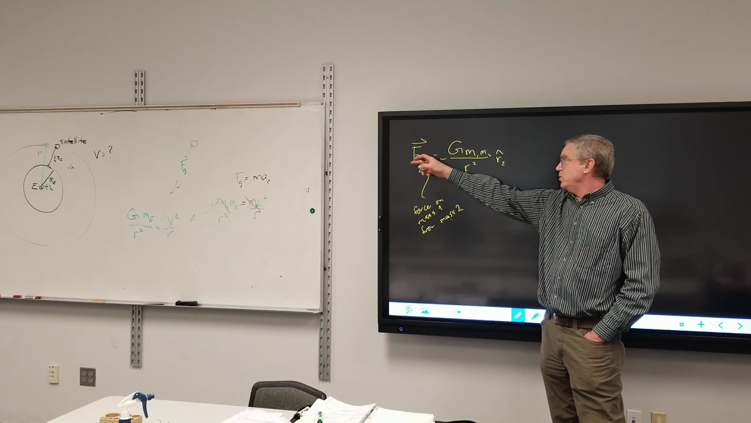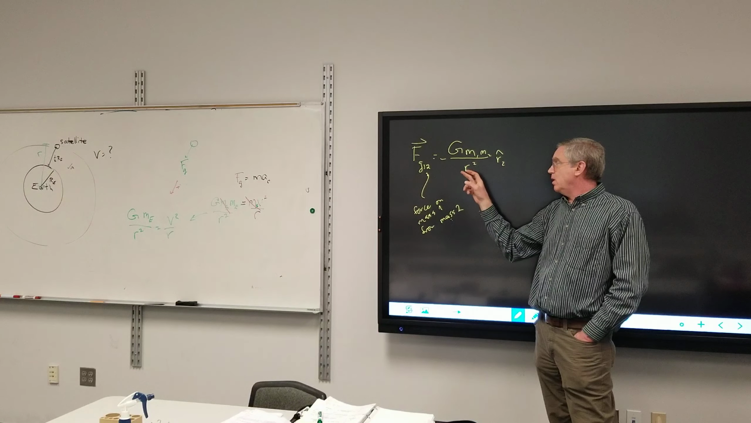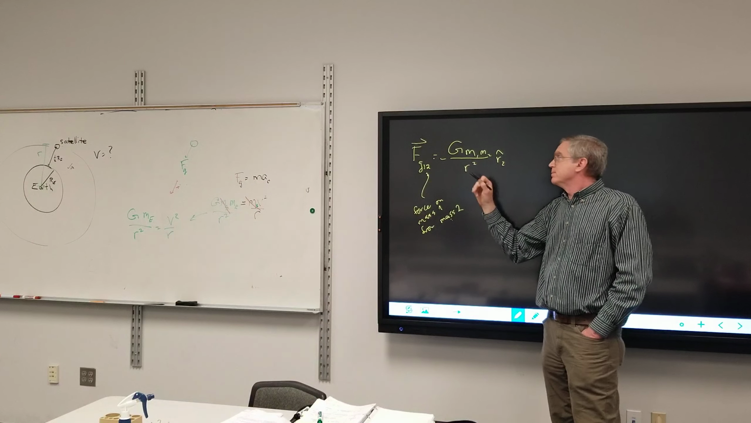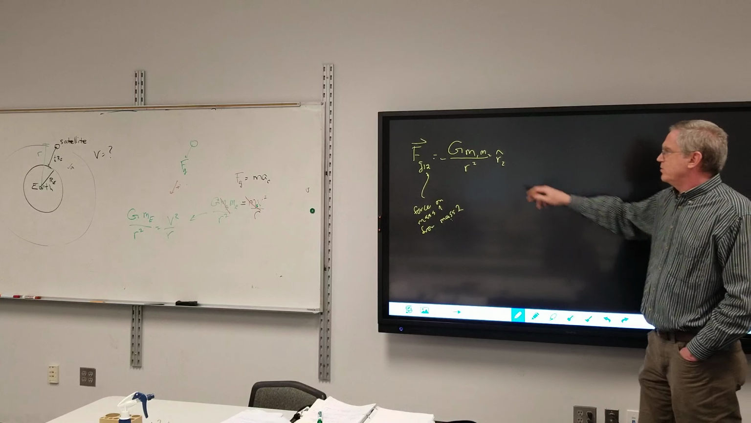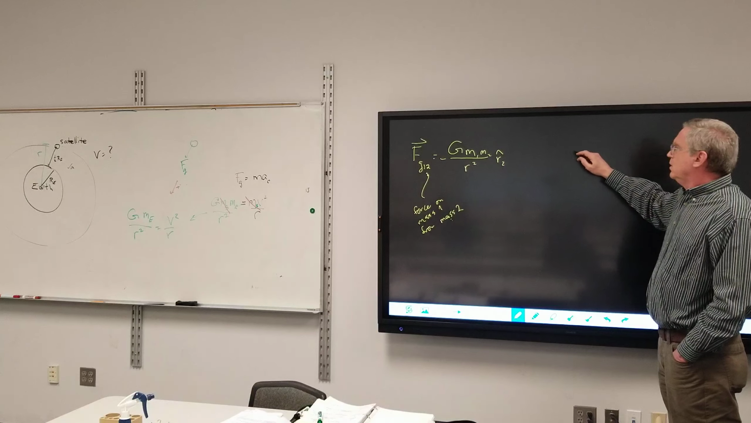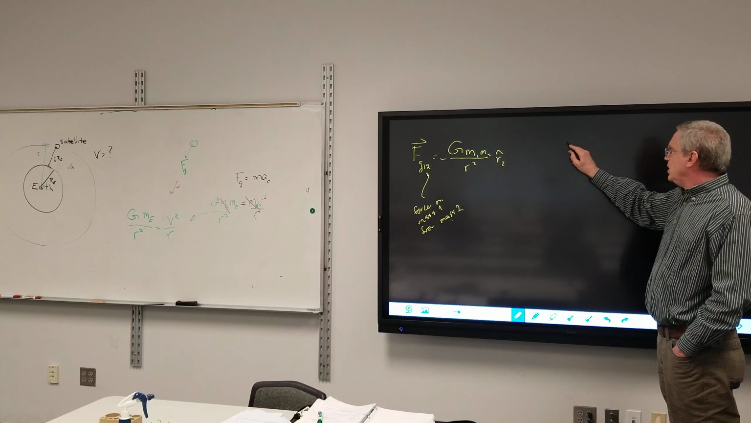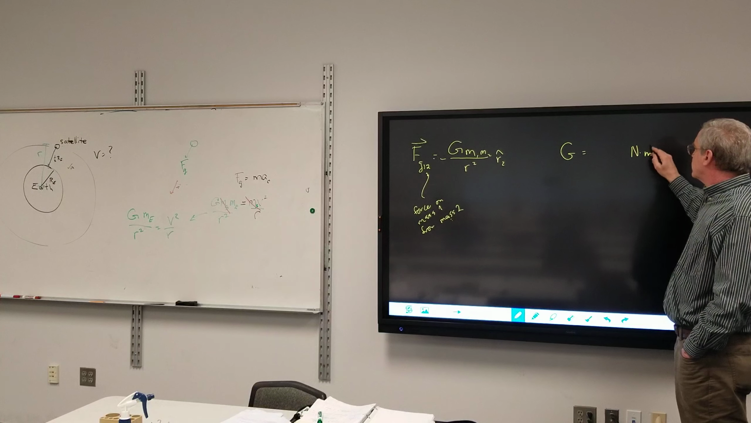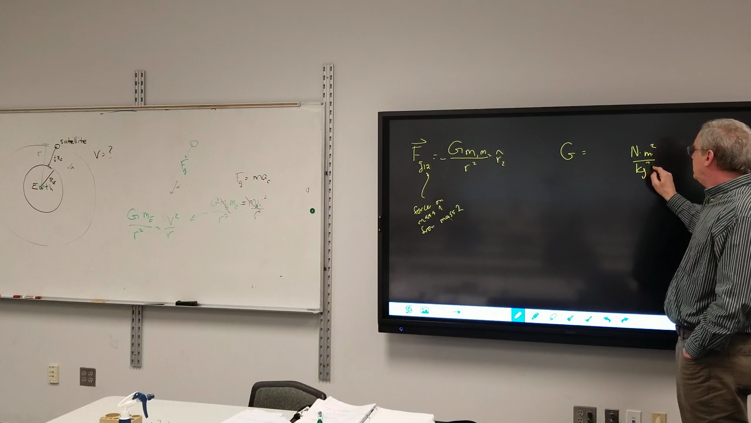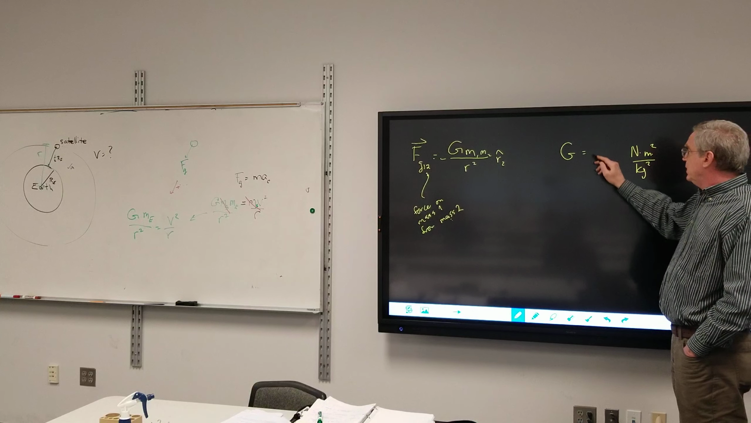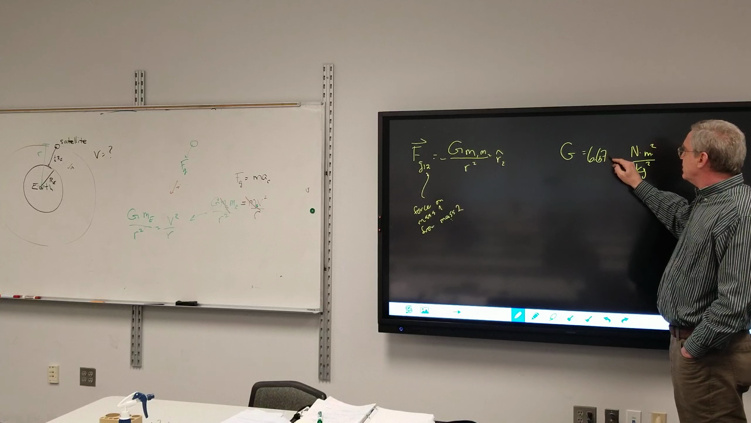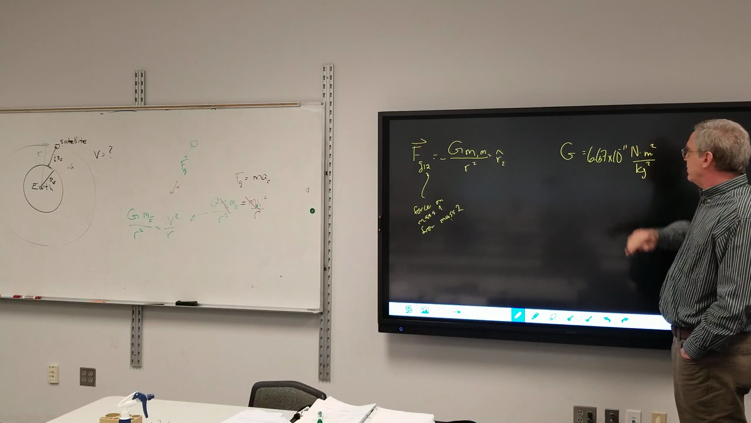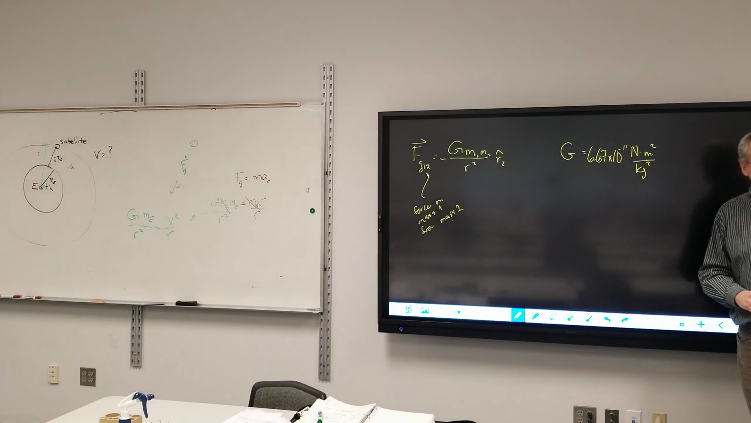Because force is in newtons, mass is in kilograms, R is in meters. That's just a unit vector, it has no units. So G is going to have units of newton meters squared per kilogram squared. And the value, 6.67 times 10 to the negative 11 in SI units.